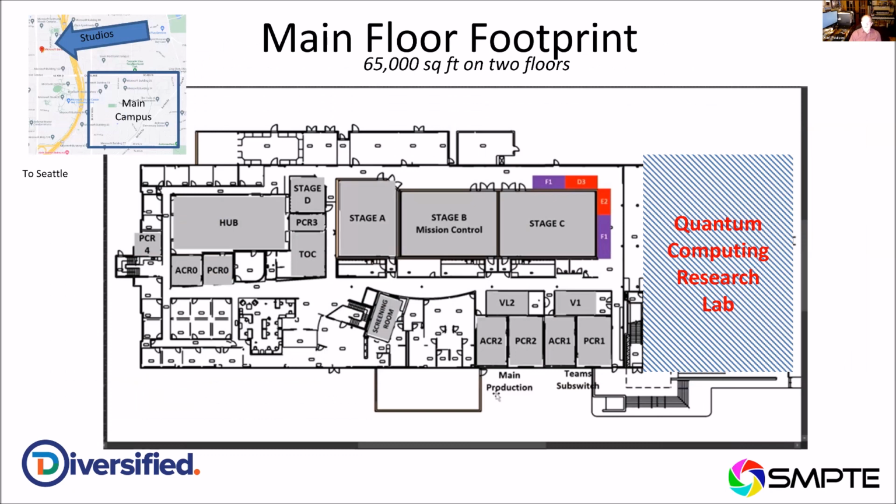This is a floor plan or a footprint of the main studios themselves, 65,000 square feet. Upper left corner, give you an idea where this facility is. That's the Highway 520 connection that goes across the bridges between Seattle and Redmond and literally bisects the main campus of Microsoft, which is huge and is under major reconstruction.